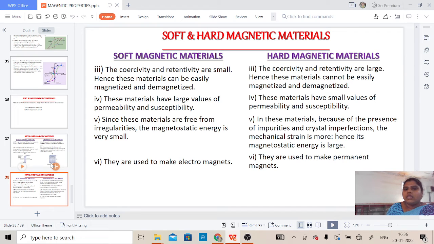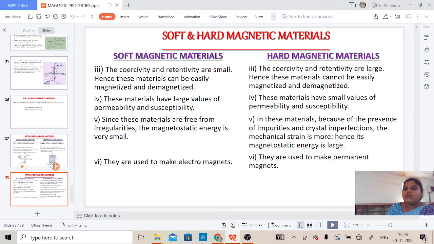For soft materials, the coercivity and retentivity are small, hence these materials can be easily magnetized and demagnetized. For hard materials, the coercivity and retentivity are large, hence they can't be easily magnetized and demagnetized. Soft materials have large permeability and susceptibility, and these values are small for hard magnetic materials. Since soft materials are free from irregularities, the magnetostatic energy is very small.